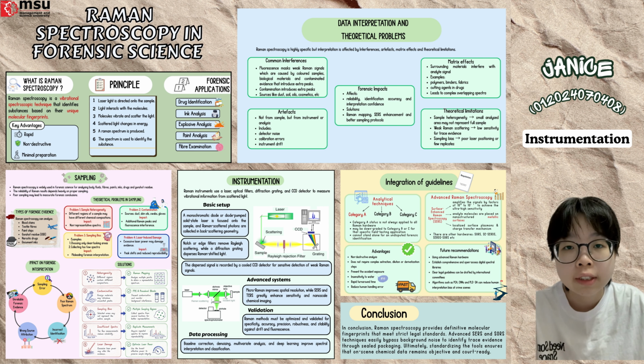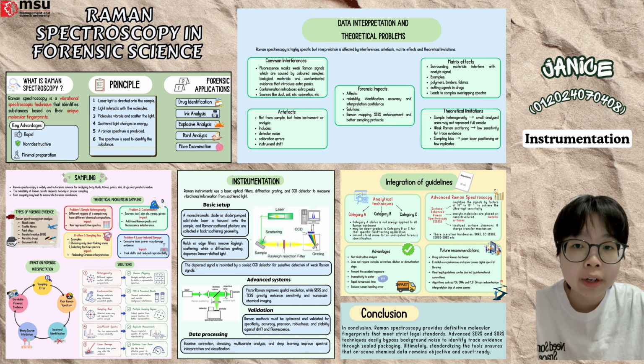For micro-Raman application, the system is coupled with an optical microscope. This allows the laser to be focused into a micron-scale spot and also improves the collection of the scattered light. As a result, micro-Raman provides high spatial resolution and can be used for point analysis, line scanning, or even area mapping of heterogeneous samples.